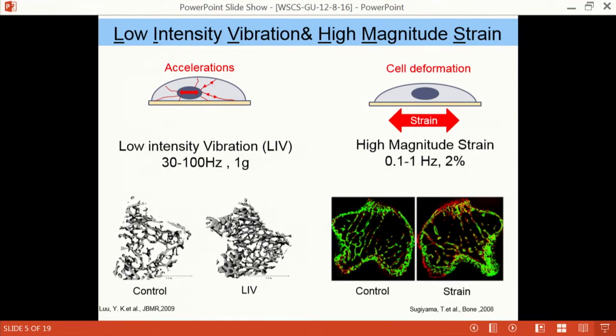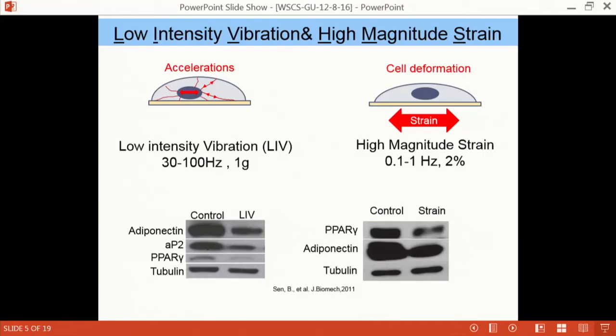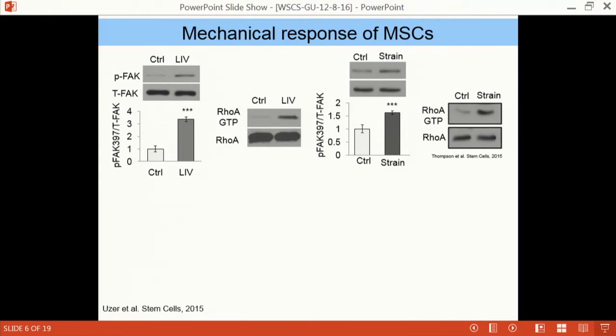Similarly, high magnitude strain is another method that we use. We use this anywhere between 0.1 to 1 hertz with a 2% stretch of the membrane, and others have shown that it increases bone modeling. When we look at fat differentiation of mesenchymal stem cells in a petri dish, we see that both LIV and strain can decrease the adipogenic commitment of mesenchymal stem cells, as shown by the well-known fat markers adiponectin, AP2, and PPAR-gamma.